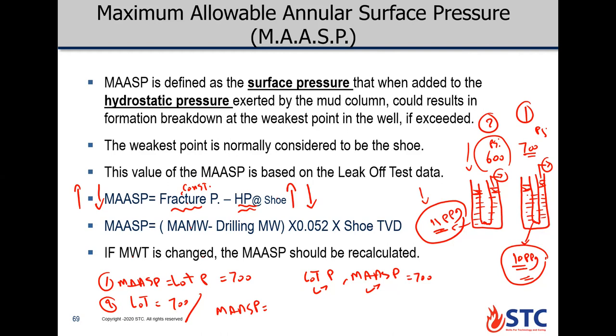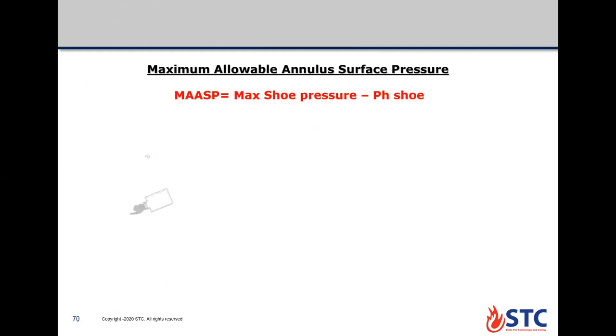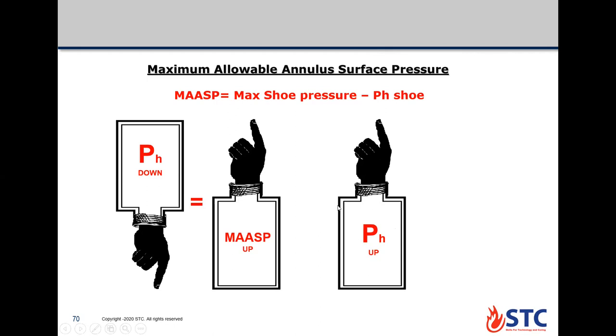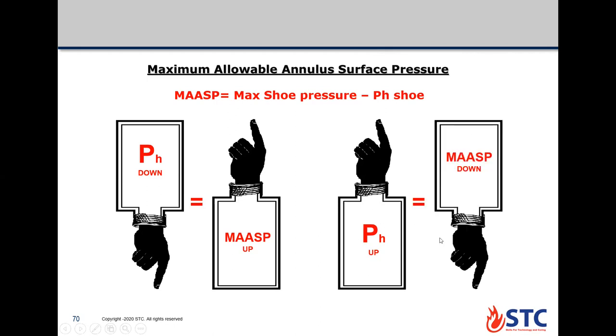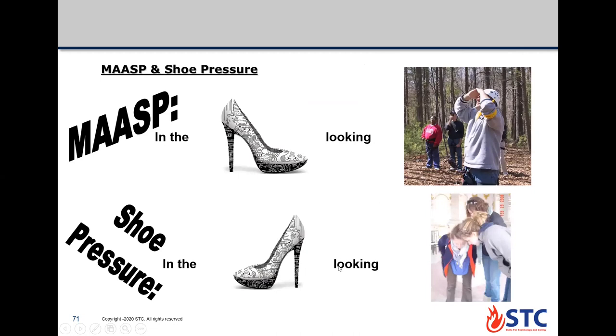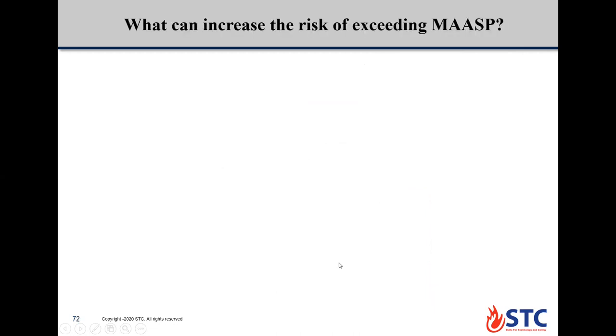Okay, let's go ahead. Here is just a graphical representation. Once hydrostatic is down, so mass is up. Once hydrostatic is up, so mass is down. Another figure: mass is down, so hydrostatic is up, and mass is up, so hydrostatic is down.